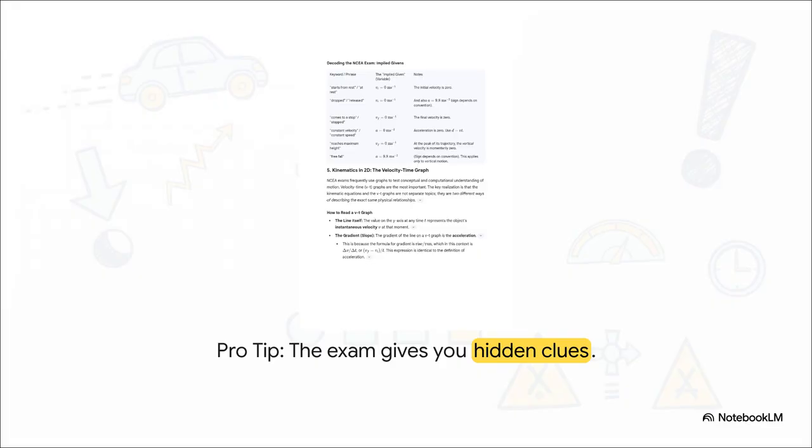You know, let's zoom in on step 3 for just a second, because it's so important. The exam questions are loaded with what we call implied givens. What's that? Well, it's basically free information. Phrases like starts from rest literally mean your initial velocity u is 0. Dropped, or in free fall, means your acceleration a is 9.8. Learning to spot these little clues, man, it's a huge advantage.